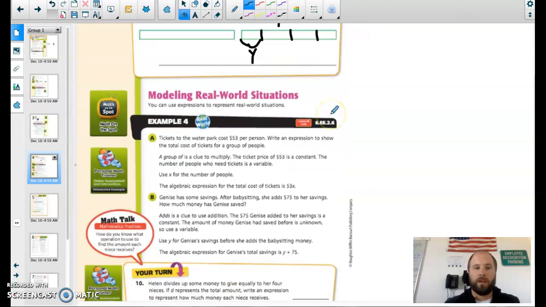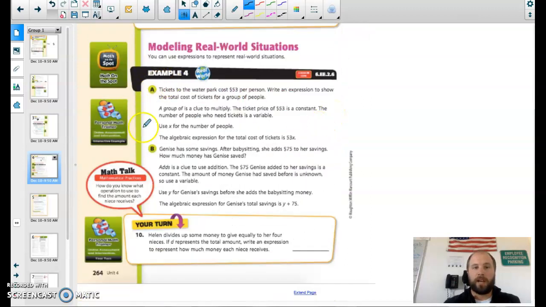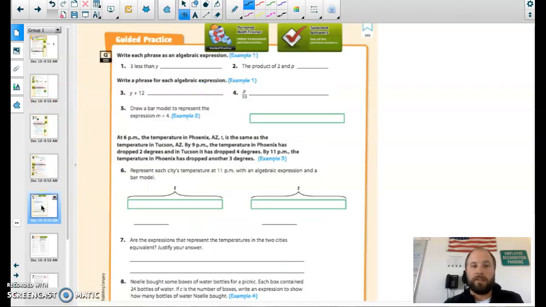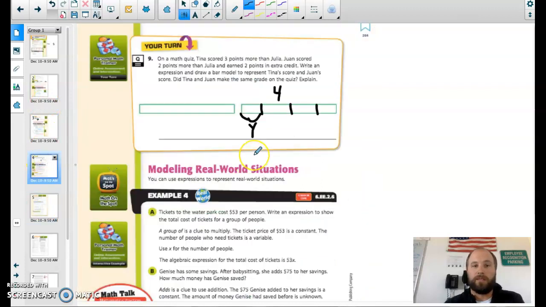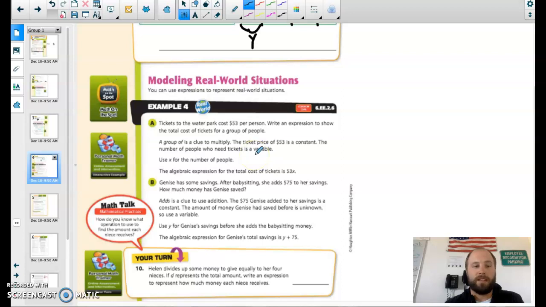Okay? All right, so we're going to kind of move on. We're going to model some real-world situations. Okay? So here's how it works. I'll give you the example, and then you guys are going to come down here and do the guided practice on your own. All right? So let's work on this last piece, and then you're done with me. Tickets to the water park cost $53 per person.